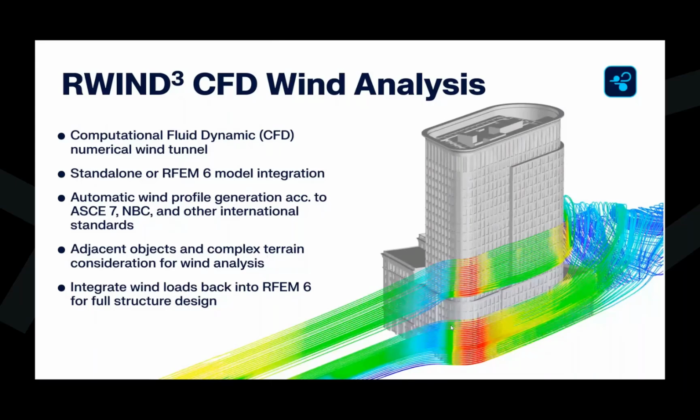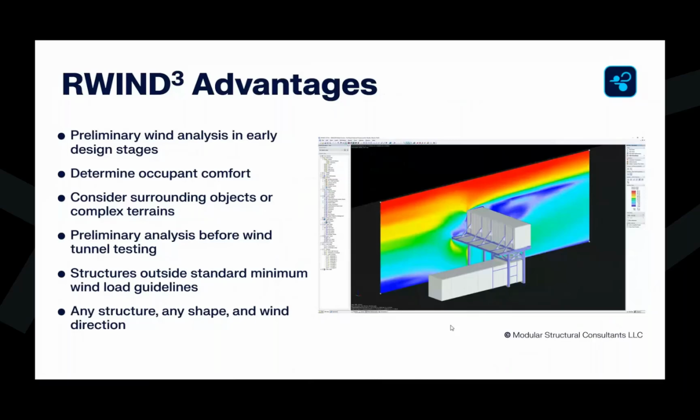But ultimately, when we close out of RWIND and go back into RFEM 6, these wind pressures are automatically taken and converted to static wind loads on every FE mesh element. That way we can then combine with the other load cases like live load and snow load, and continue on with our analysis and design. So we might be wondering, why would we want to use a program like RWIND 3? So I wanted to go through a few advantages here.